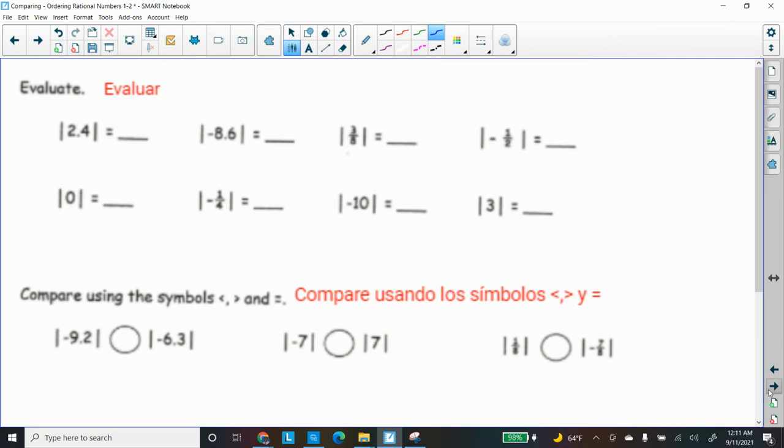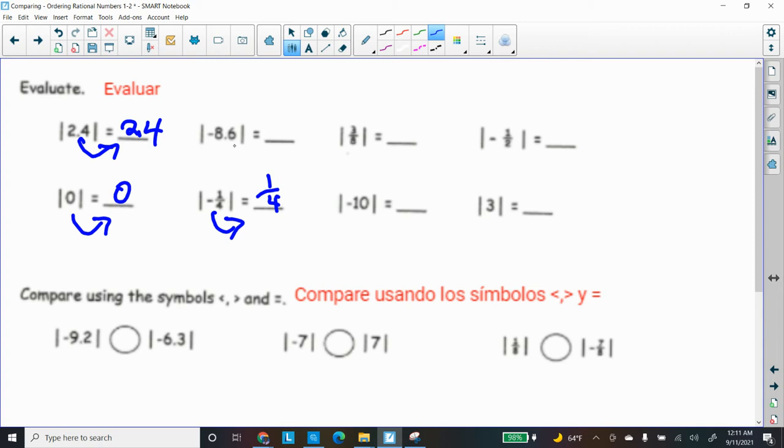So here are some questions you need to evaluate for yourself. If you remember the little trick I told you, just take out the number, like 2.4, and see how many spaces that is away from 0. Just 2.4. How many spaces is 0 away from 0? 0 spaces. And here's a fraction, and I notice it's a negative fraction, but I just count how many spaces. That would be just 1/4 space.